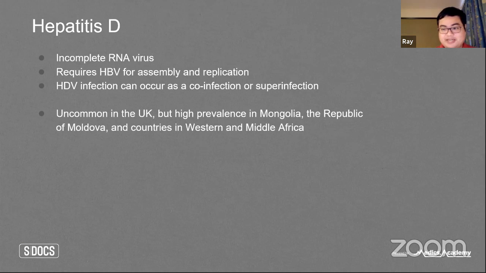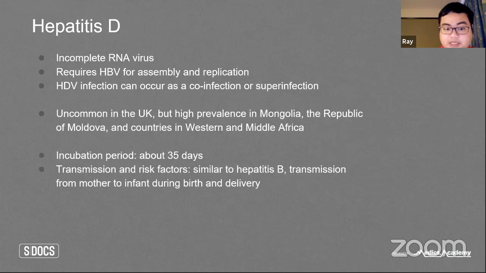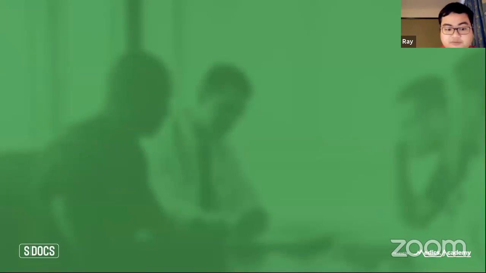As with other types of hepatitis, hepatitis D is uncommon in the UK, but prevalent in Mongolia, Republic of Moldova, and countries in Western and Middle Africa. The incubation period is about 35 days, and similar to hepatitis B, transmission is an STI, through sexual contact, and also transmission from mother to infant during birth and delivery.